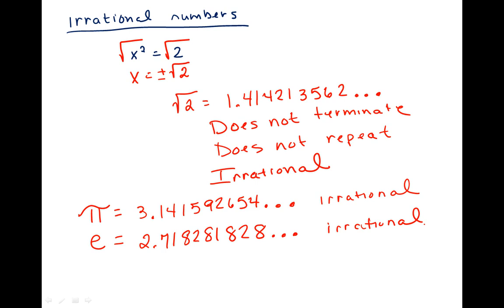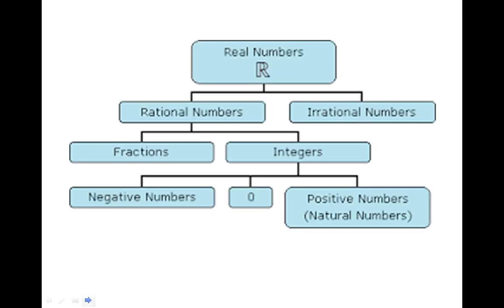A number that does not terminate, does not repeat. An irrational number cannot be written as a fraction. A rational number can be written as a fraction. So, I have a couple diagrams here just to kind of sum this up.